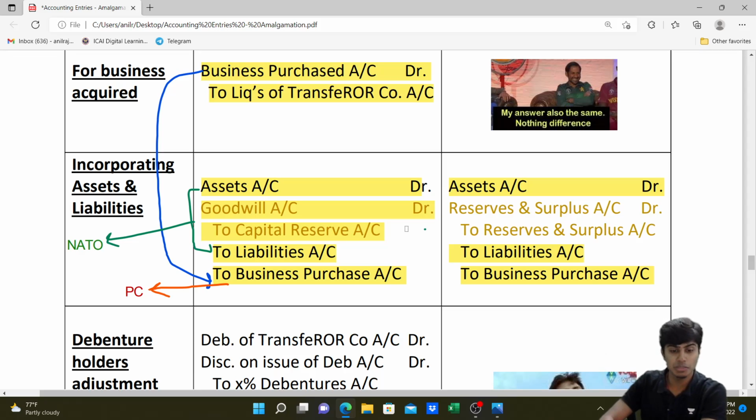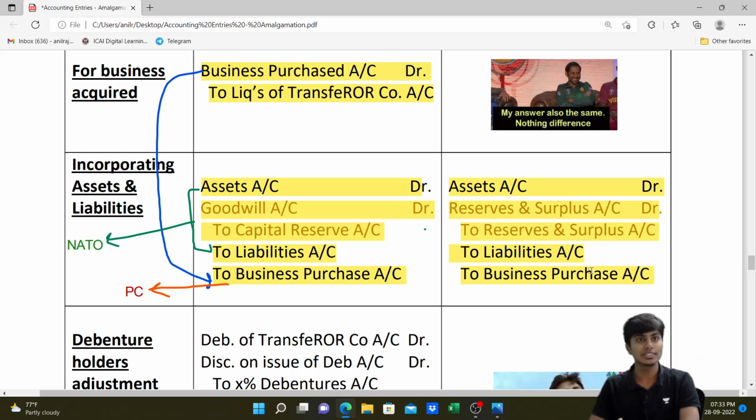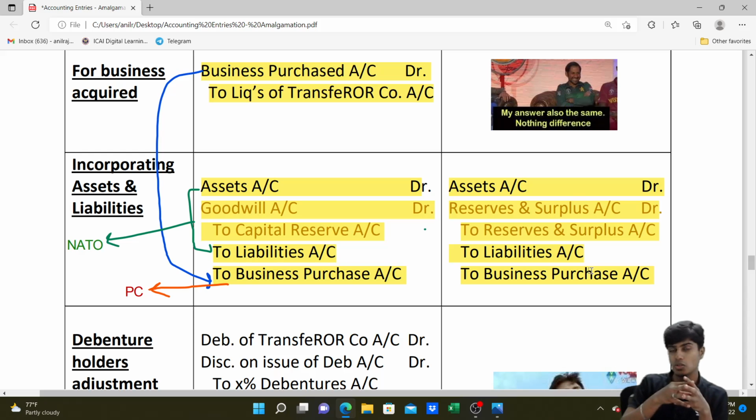In amalgamation in the nature of merger, we will not debit or credit capital reserve. Wherever goodwill will come or wherever capital reserve will come, it will be replaced with reserves and surplus. It will be adjusted against reserves and surplus because there is nothing like yours and mine. It is completely ours. Both the entities are together, only one entity. That company is also there, this company is also there. One has not acquired the other. They both have merged. You get that?